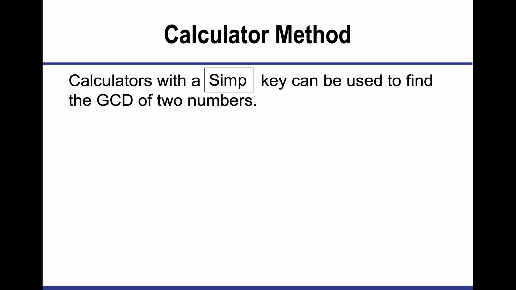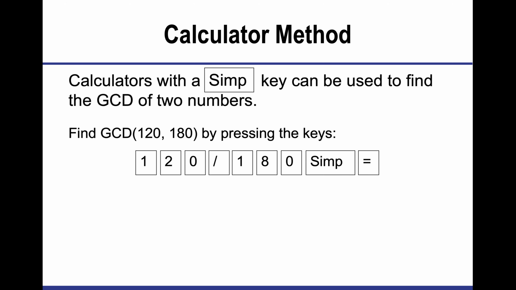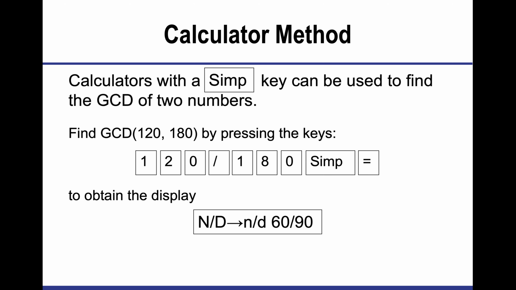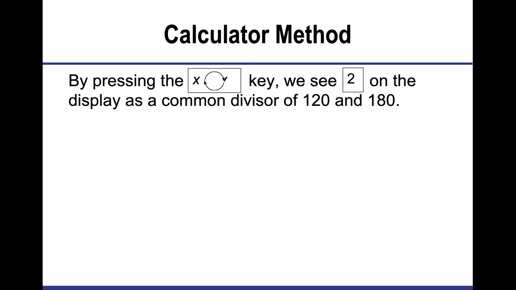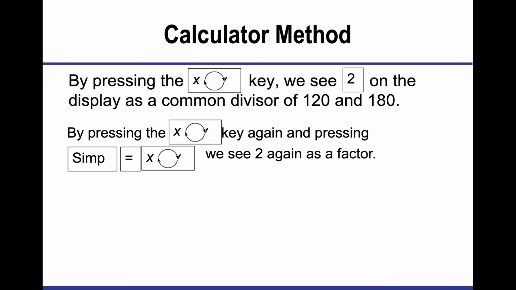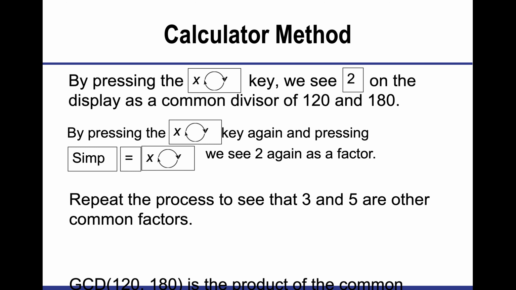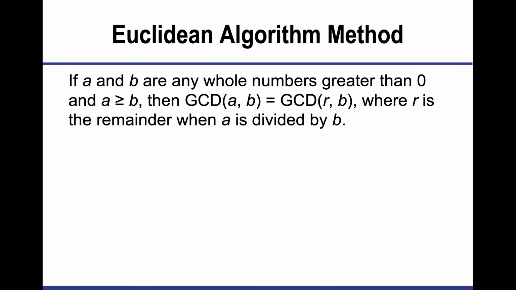Here's the calculator method. If you have this calculator key, it will help you find it. You're not required to buy a calculator for this course, but it may be that you're teaching this math course in a classroom with one of these calculators, and you could do this. We aren't really going to be doing this, though. So we're going to look at the Euclidean algorithm method next.